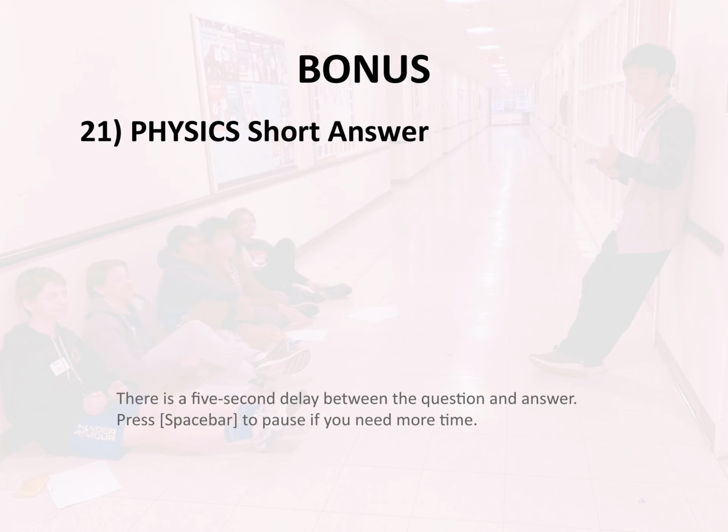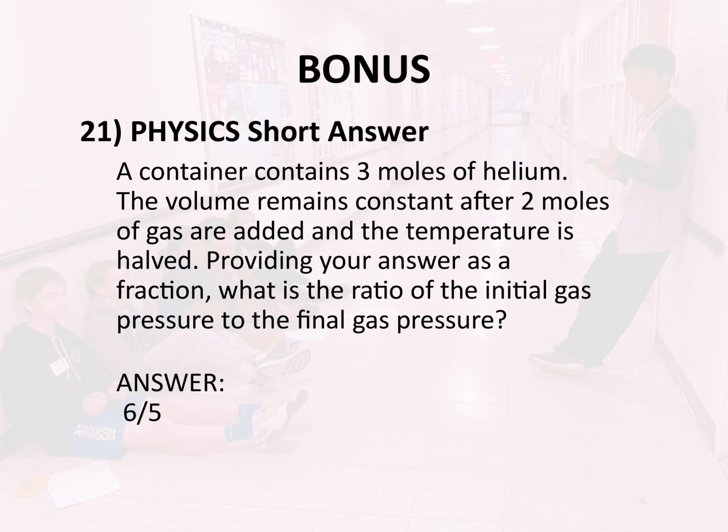Bonus 21. Physics. Short answer. A container contains 3 moles of helium. The volume remains constant after 2 moles of gas are added and the temperature is halved. Providing your answer as a fraction, what is the ratio of the initial gas pressure to the final gas pressure? Answer: 6 over 5.